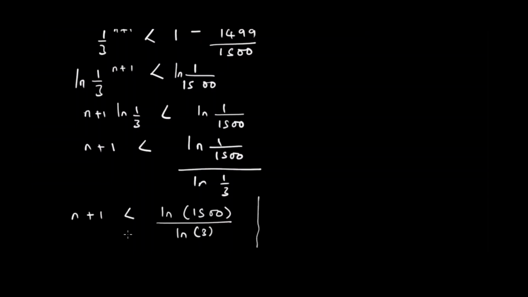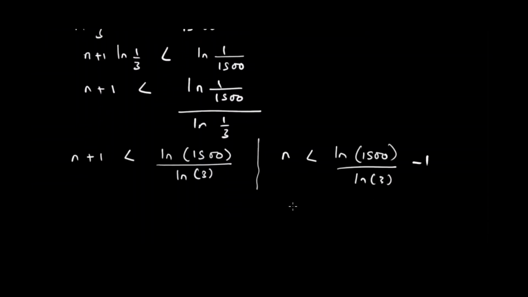Saka panapa n plus 1 yakwenda kuside uku, so it's n less than ln of 1500 over ln of 3 subtracting 1. So let me see kuti ndikadai so, ndikati subtracting 1, ndinowana as a decimal answer ndiri kuwana for n is 5.656 to 3 decimal places. That is the answer I'm getting.